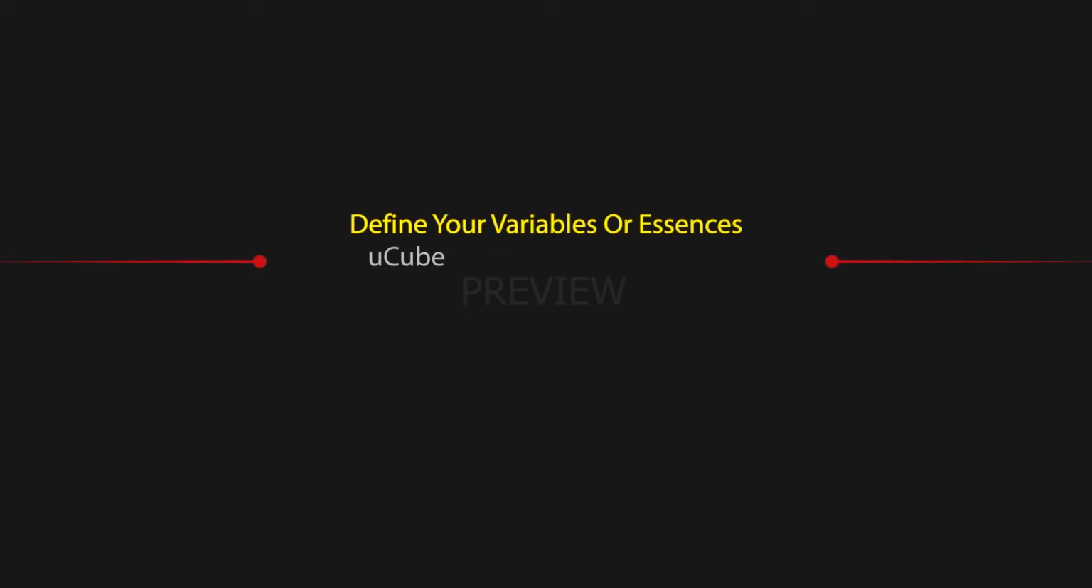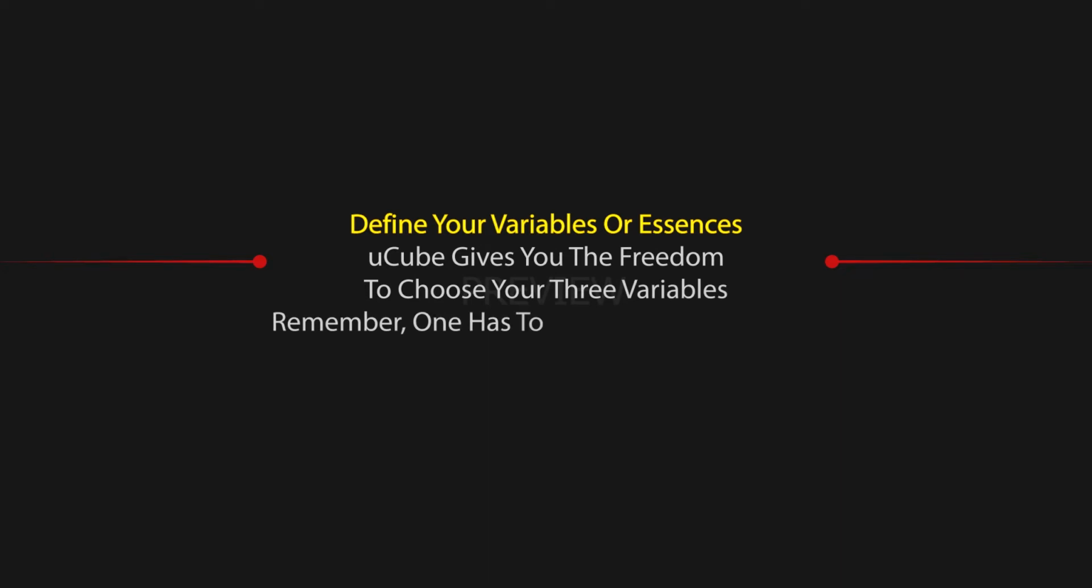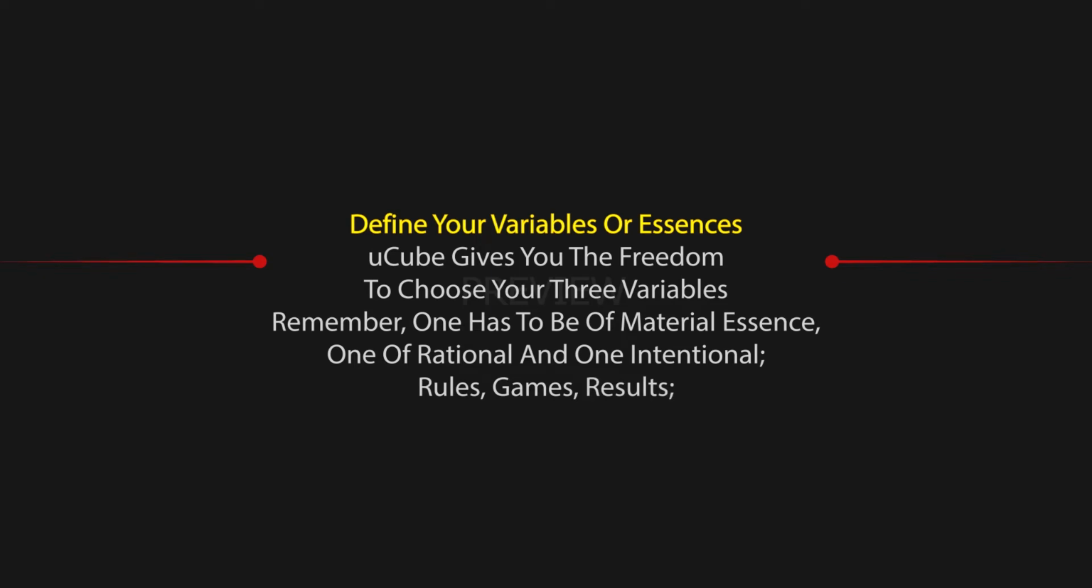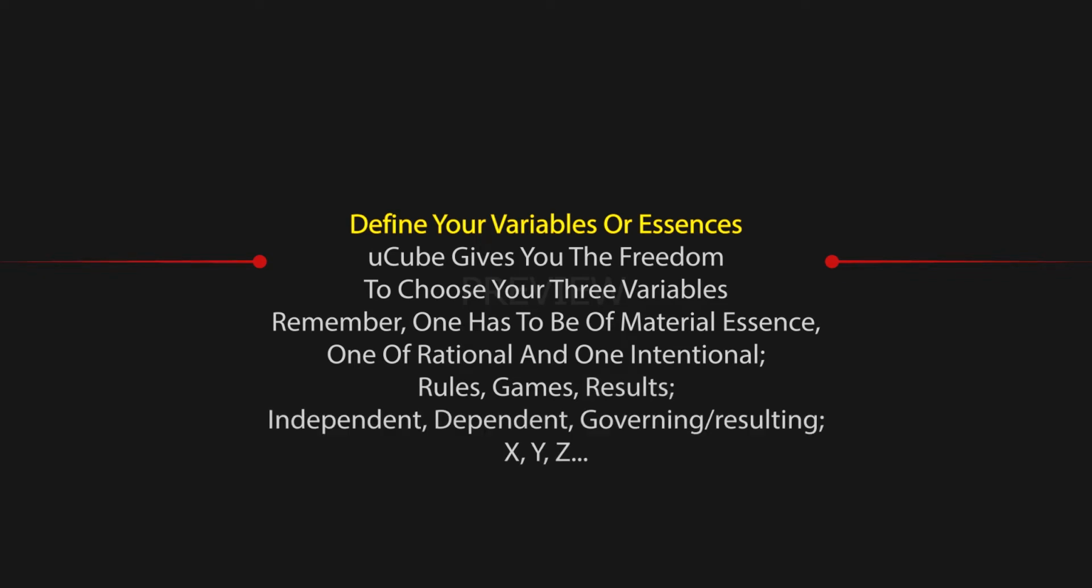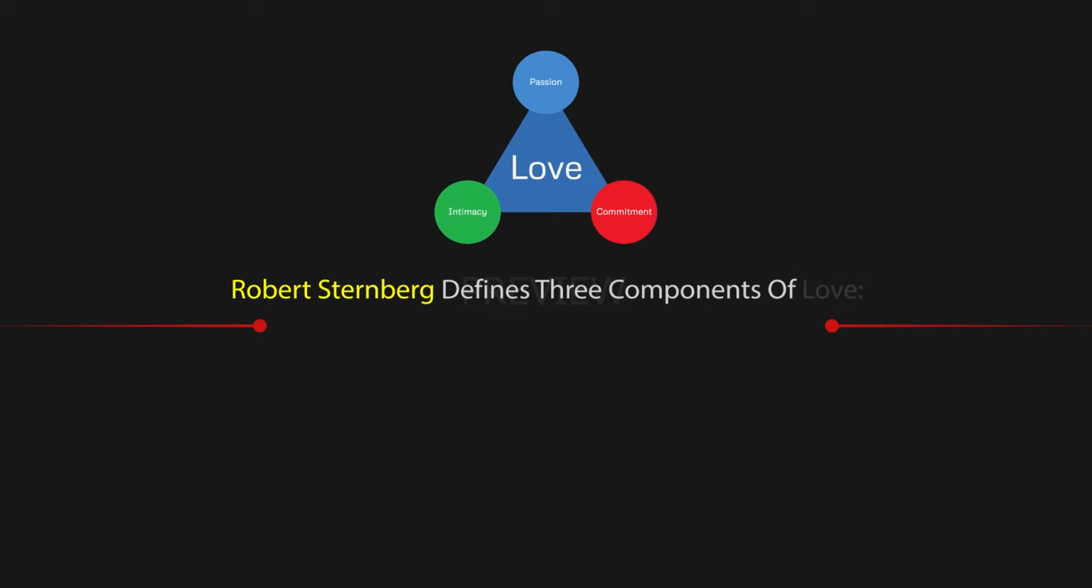Rule number 2. Define your variables or essences. uCube gives you the freedom to choose your 3 variables. Remember, one has to be of material essence, one of rational, and one of intentional. Rules, games, results. Independent, dependent, governing, resulting. X, Y, Z. Robert Sternberg defines 3 components of love: passion, intimacy, and commitment.